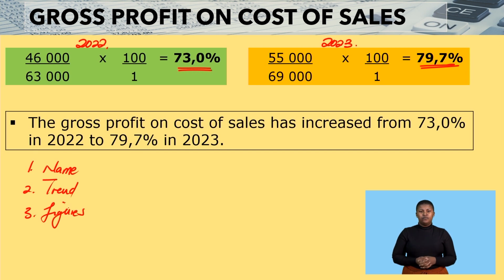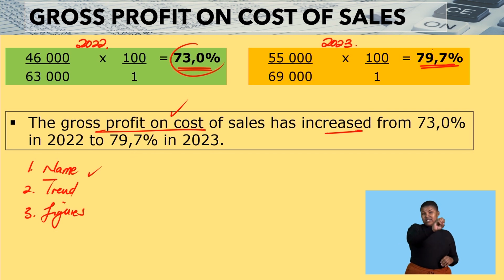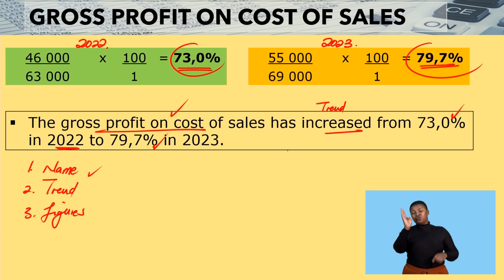All right, let's start that. The name. The gross profit on cost of sales, that is my name here, has increased. How do I know it has increased? It was 73%, now it is 79%. So it has increased. I need this. That is my trend, from 73% in 2022 to 79.7% in 2023.